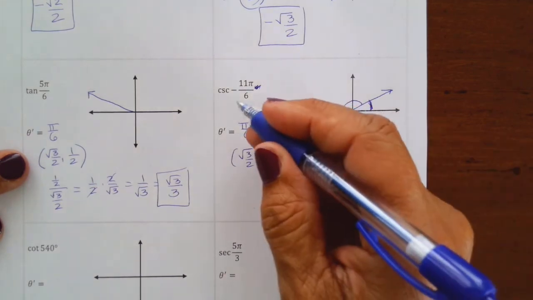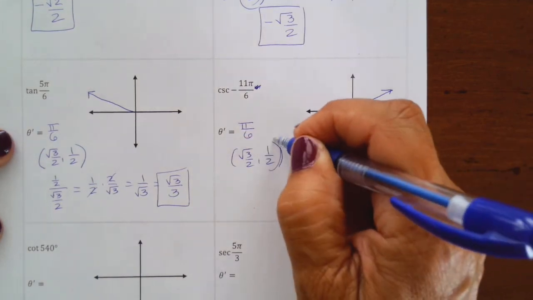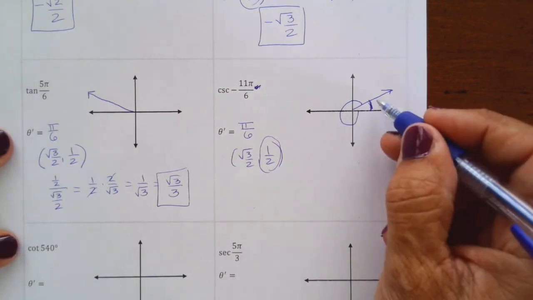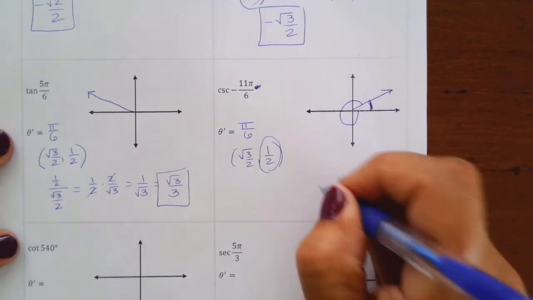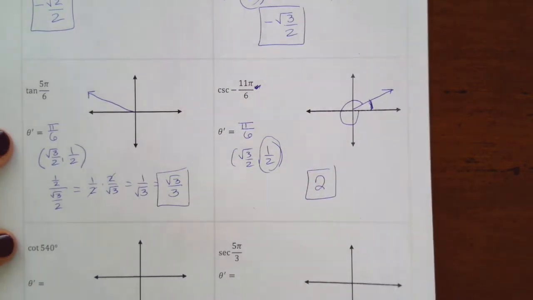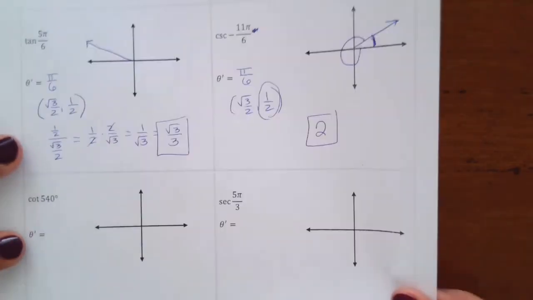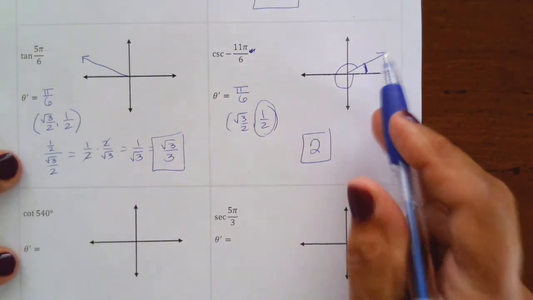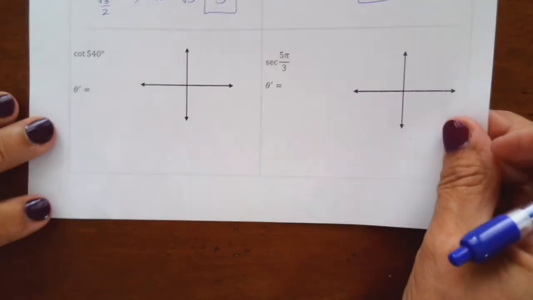We want the cosecant, which is the reciprocal of sine. We're in the first quadrant, so it's going to be positive. So that would be 2 over 1. Okay. So again, just because this is a negative angle doesn't mean this is angle. It matters where you are. What quadrant is the terminal side in?